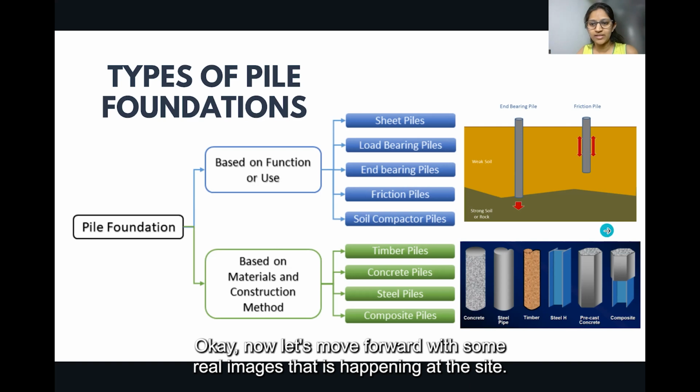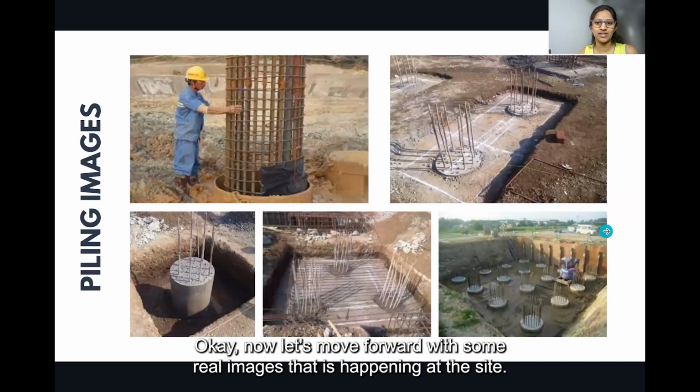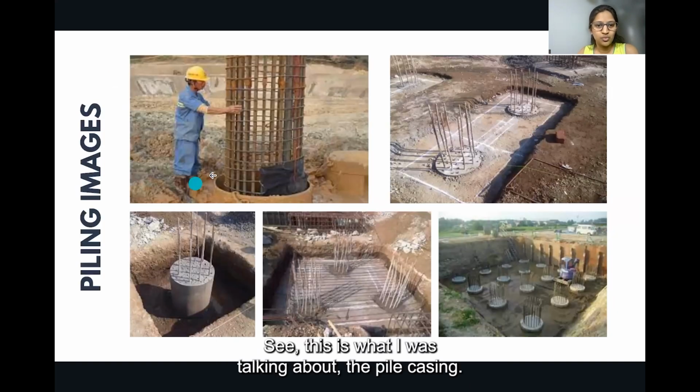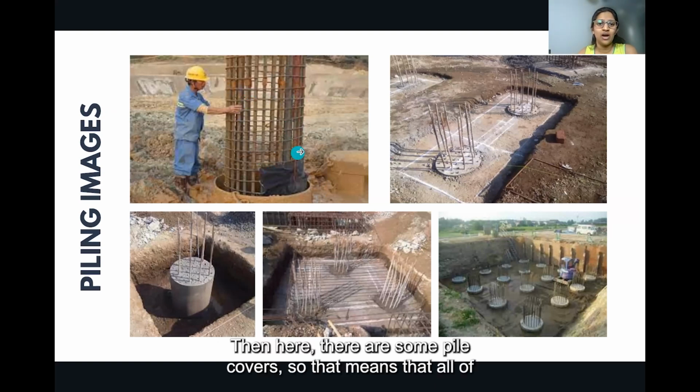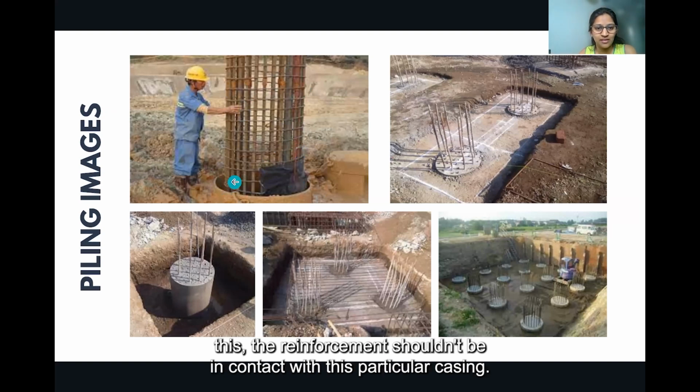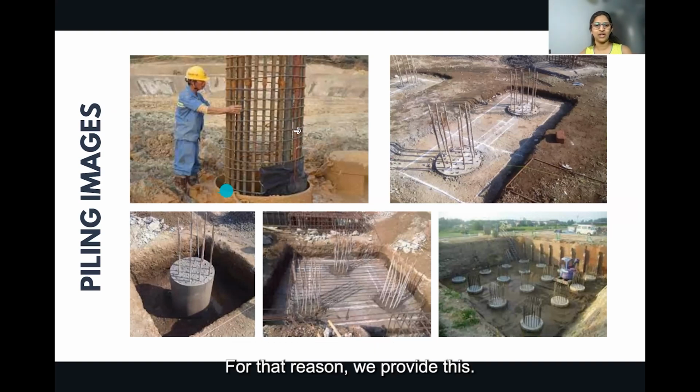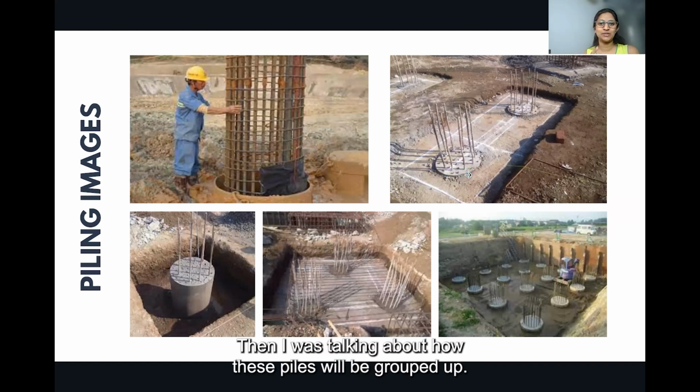Okay, now let's move forward with some real images from the site. See, this was what I was talking about, the pile casing. This is the first amount of pile casing that they'll provide, and then this whole reinforcement will be immersed inside. Then here there are some covers, pile covers. That means all of this reinforcement shouldn't be in contact with the casing. For that reason, we provide this. Then I was talking about how these piles will be grouped up.